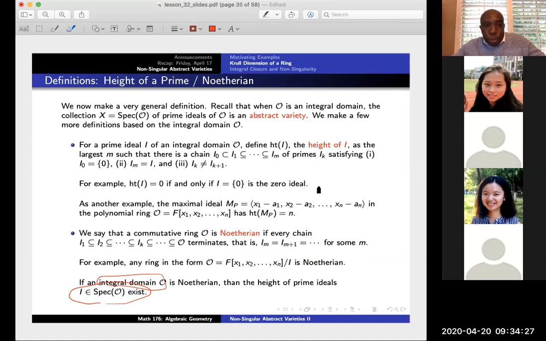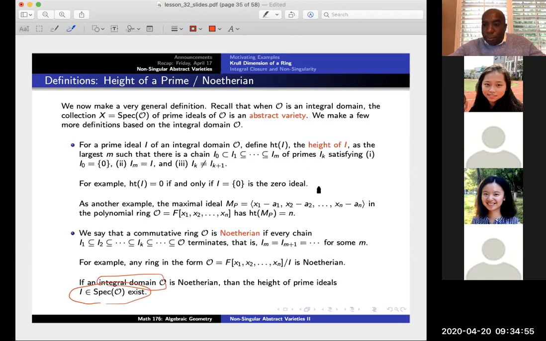Okay, so these are the first two concepts, the height of a prime and a ring being Noetherian. Any questions on these two concepts? So the quotient being Noetherian, does that just follow from the polynomial ring being Noetherian and the lattice isomorphism theorem? It basically does. That is right.